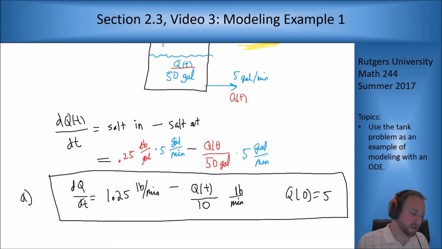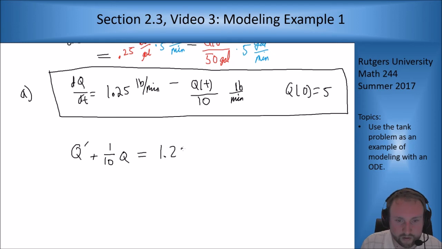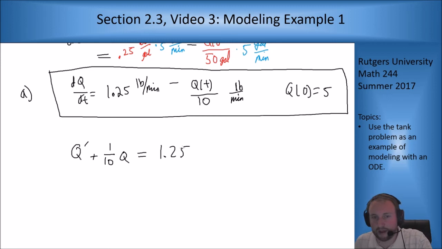Now we want to solve this model. So let's solve this. How do we solve the ODE? Let's rearrange it to something we might recognize better. So this is Q prime plus 1/10 Q equals 1.25. So now I'm going to drop all the units. I know the units worked. Q is in pounds, T is in minutes, and I know that. So let's just solve this ODE as it is. I move the Q over to the left-hand side, and I get that ODE. Now this is a first-order linear constant coefficient ODE.